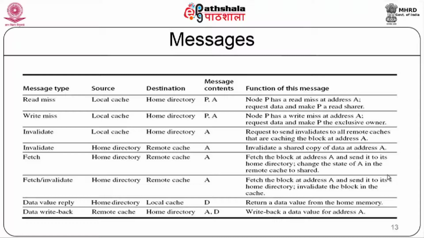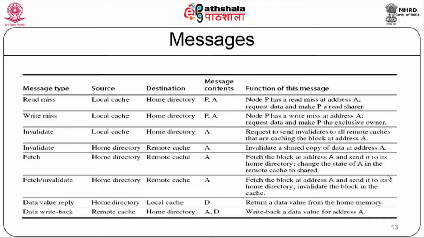So, if it is a read miss, the source of the message is your local cache, the destination is your home directory. The format of your message says that this processor wants this block and the address associated with that. The meaning of this message is node P has a read miss on address A. So, it will have to request data and it has to make P a read sharer. Remember that I told you that you have a sharers list. Now, this processor is putting out a request for a read operation, so it has to be included as part of your sharers list.